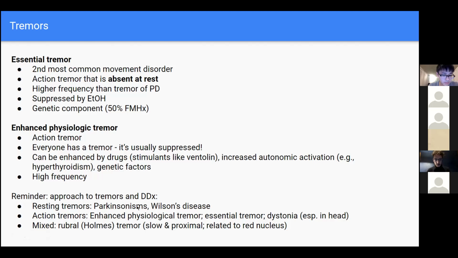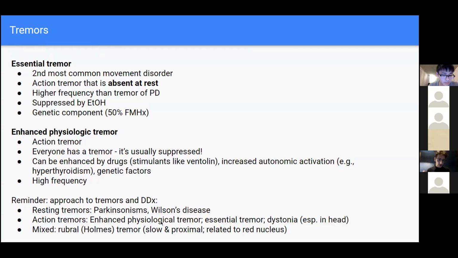And I just put a little reminder of the approach to tremors and differential diagnosis here. Really distinguish resting, so a more Parkinsonian tremor, versus an action tremor, like an enhanced physiologic tremor or an essential tremor, as well as a dystonic tremor, especially if you see it in the head. So Shadi, I'm pretty sure that physiologic tremor is not responsive to alcohol, but I'm not the tremor expert. If someone else can contradict me on that, I would welcome that.